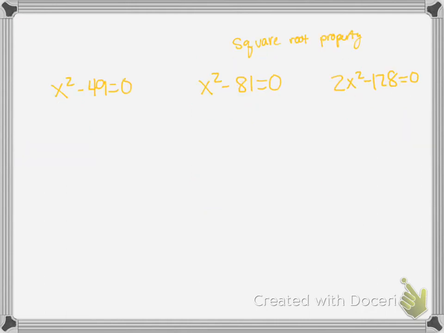Okay, my next set, the square root property. If I just have x squared and no other x, I'm not going to factor. I can just solve it. So if you want to write in your notes, if there's no other x, if it's just an x squared, we can solve it.